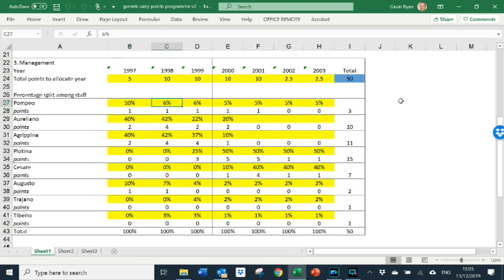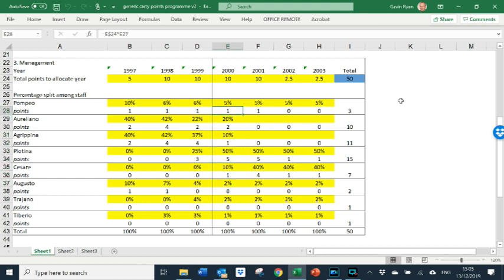And we repeat the exercise over the years, and you can see in the case of Pompeo, for example, his role gets diluted a little bit, so he gets an average of 5% of the points. Aureliano is quite intensely involved, then he leaves the firm. Agrippina the same, she leaves the firm. Plotina joins after a couple of years and plays a central role. Cesare joins a year after that, then plays a major role, and similarly for the others. And so you can see the points get spread over time among the different members of staff.